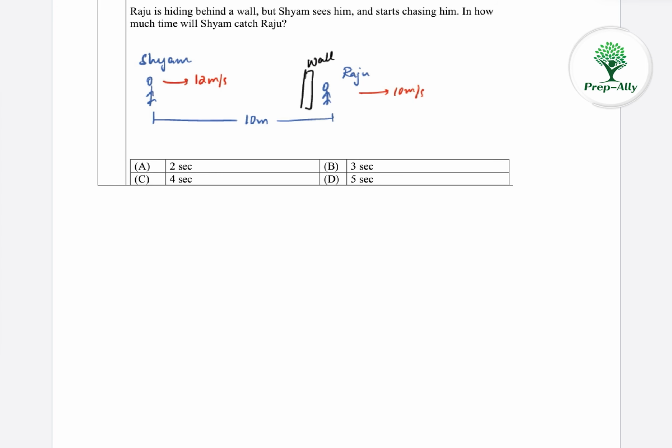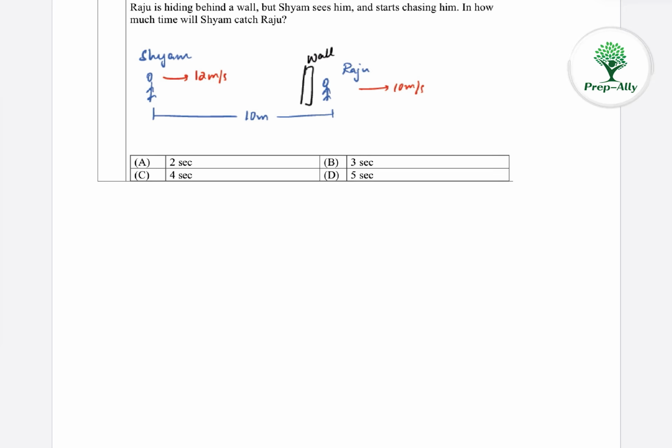Two friends, Raju and Sham, are playing hide and seek. Okay, this is Raju. Raju is hiding behind a wall, but Sham sees him and starts chasing him. In how much time will Sham catch Raju? So in the figure, we know the separation of Sham and Raju and their respective speeds. So as soon as Sham sees Raju, he's going to start running and chase Raju.